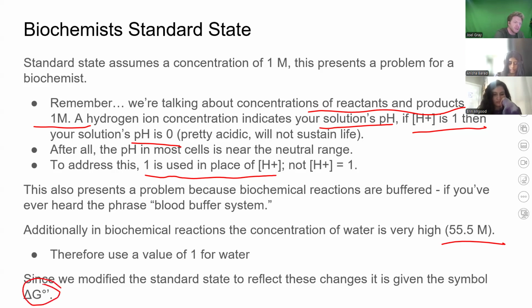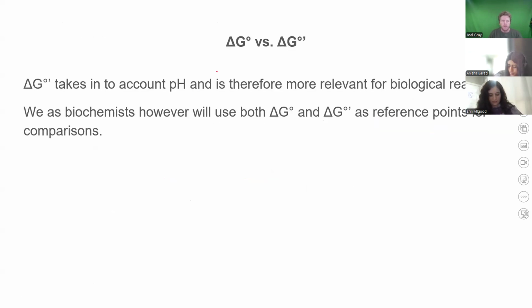and we use this symbol, delta G naught prime. So anytime you see delta G naught prime, usually you won't see it with such poor handwriting, you should think, oh, this is a biochemist's standard state. Now, delta G naught prime takes into account pH and is therefore more relevant to biological reactions. We as biochemists, however, will use both delta G naught, which is the chemist's standard state, and delta G naught prime as reference points for comparisons.